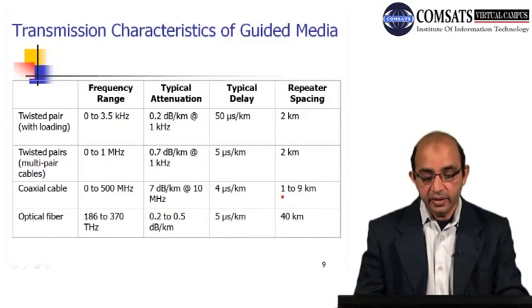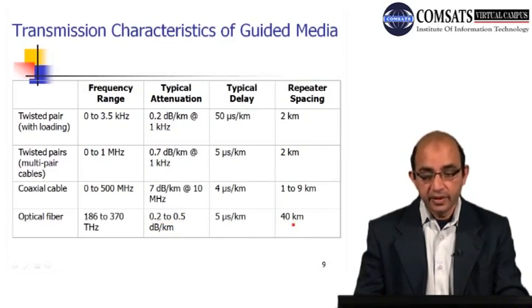So the distance between repeaters is 1 to 9 kilometers, right? And then we have fiber optical fiber, or fiber optics, right? So here the range is on the much higher side, 186 to 370 terahertz, and the attenuation is also lower, 0.2 to 0.5 dB per kilometer, and delay is 5 microseconds, right?